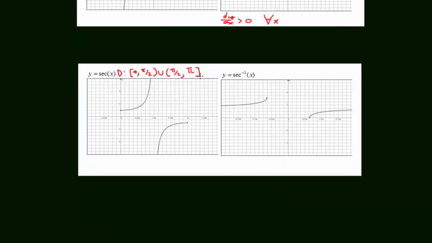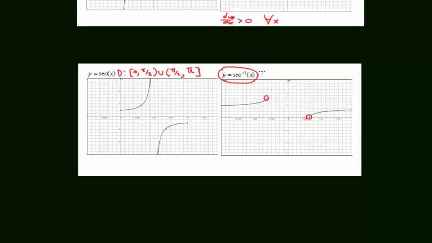The secant has to be restricted to 0 included to pi over 2 not included, with union of pi over 2 to pi. Now let's take a look at the secant function, the inverse secant function. Notice here again that it looks like the derivative is always positive, except possibly at these 2 points here. But other than that, we always have positive slope.